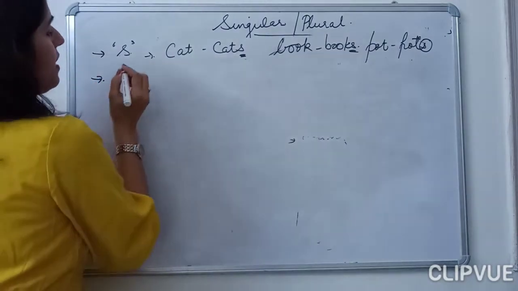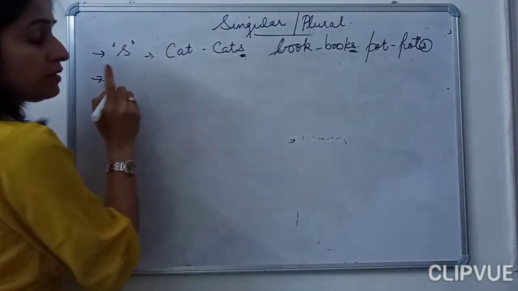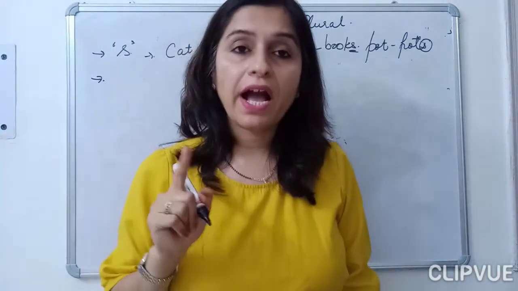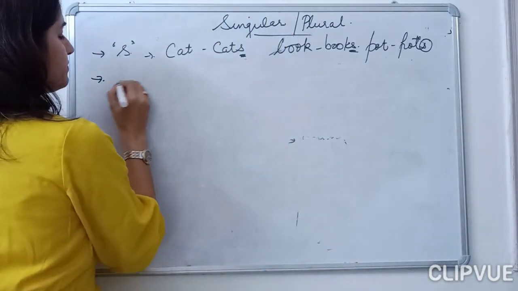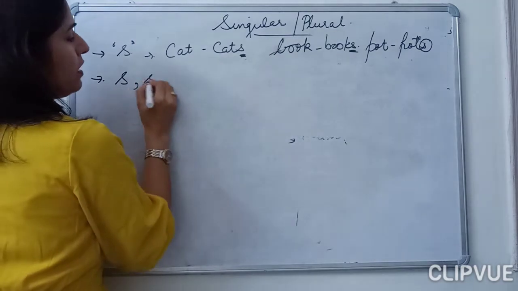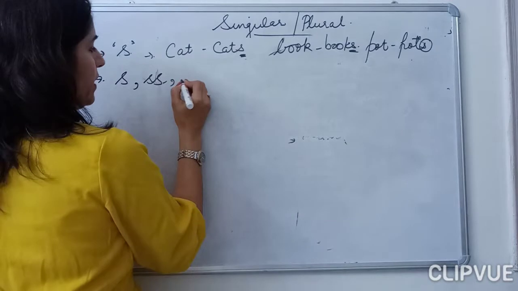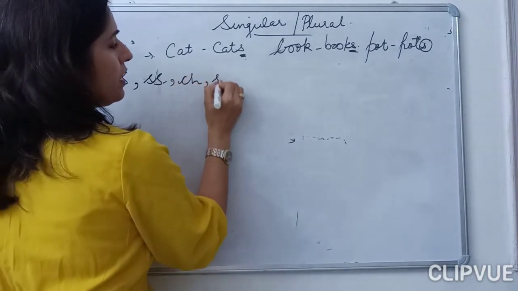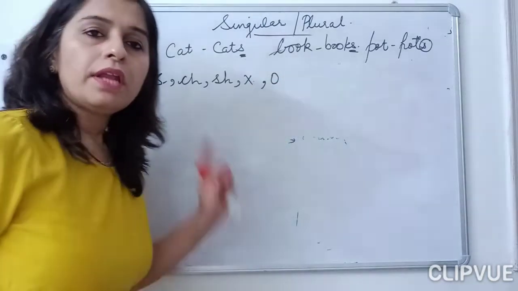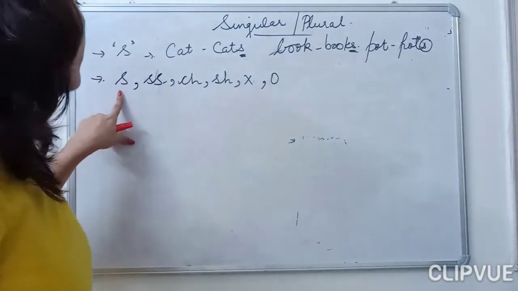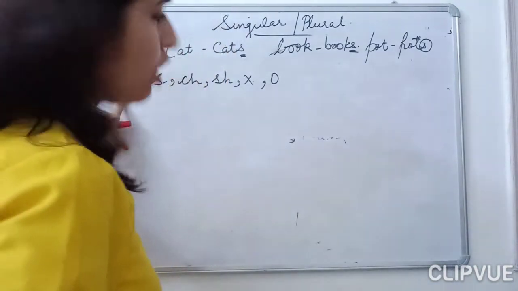Second rule is by adding IES to the words such as S, SH, double S, then CH, SH, letter X and letter O. Now how it goes, children? Suppose I am taking letter S, so how will I add?